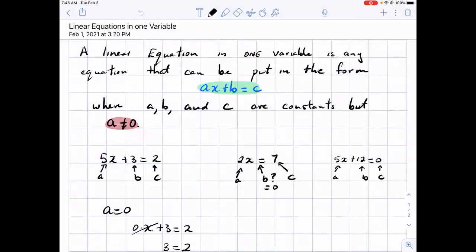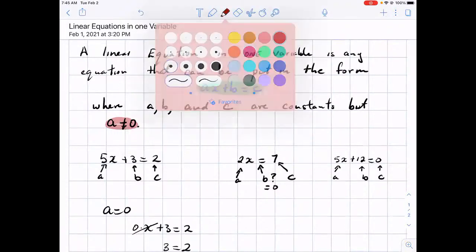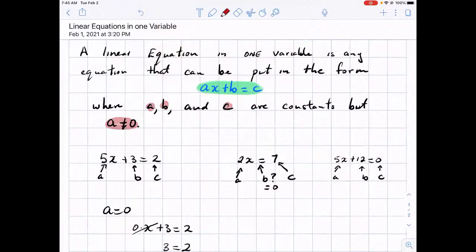Hello, today we'll look at linear equations in one variable. So, as written here, a linear equation in one variable is an equation that can be put in the form ax plus by equals c. Okay, so this here is generally the form of a linear equation, where a, b, and c are constants, but a cannot be equal to 0.